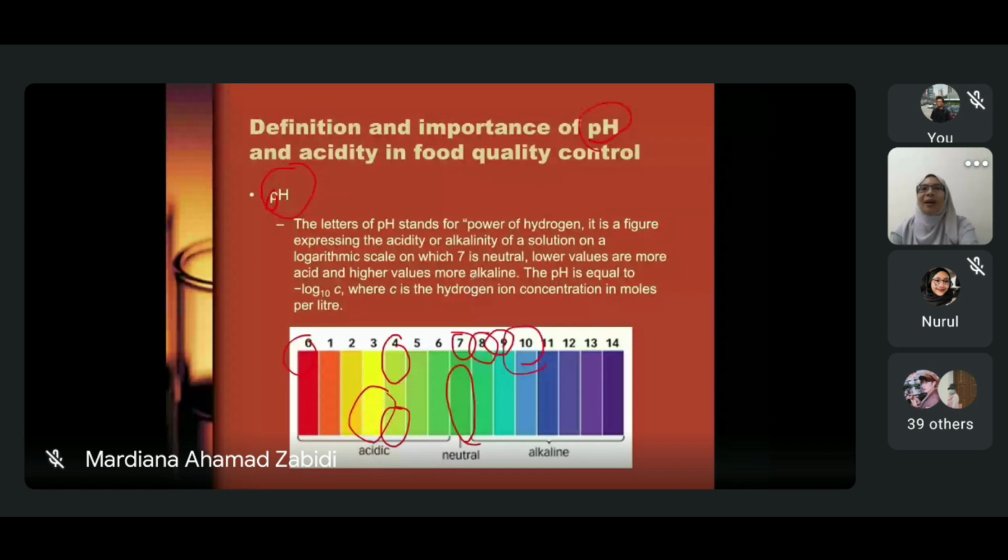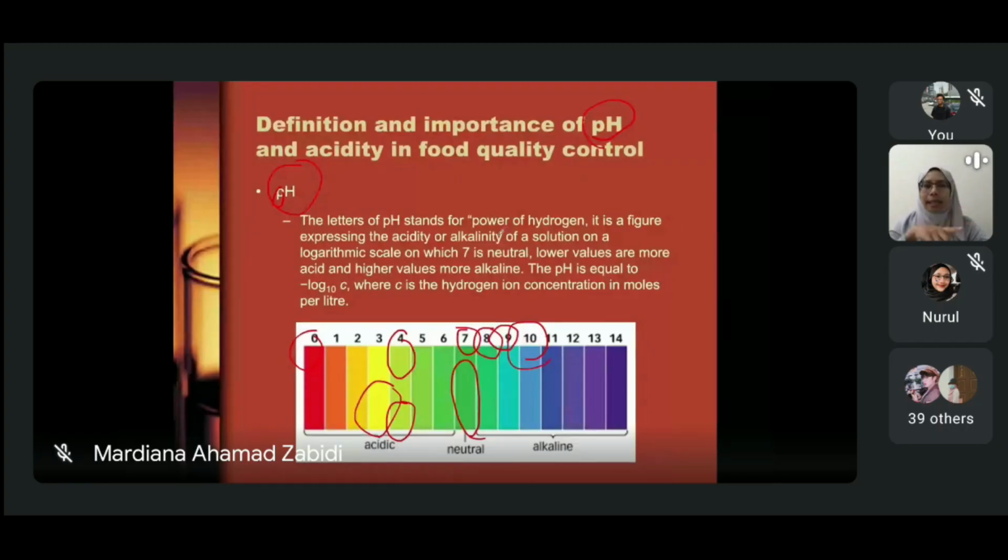Okay, alright, so we go back to this pH. It is a logarithmic scale whereby the value of 7 is considered as neutral, and then 14 is alkaline, 1 is very acidic, ataupun it can go to 0, 0.1, 0.2. And memang some of the pH meters are very sensitive, and this one will be quite high end juga.